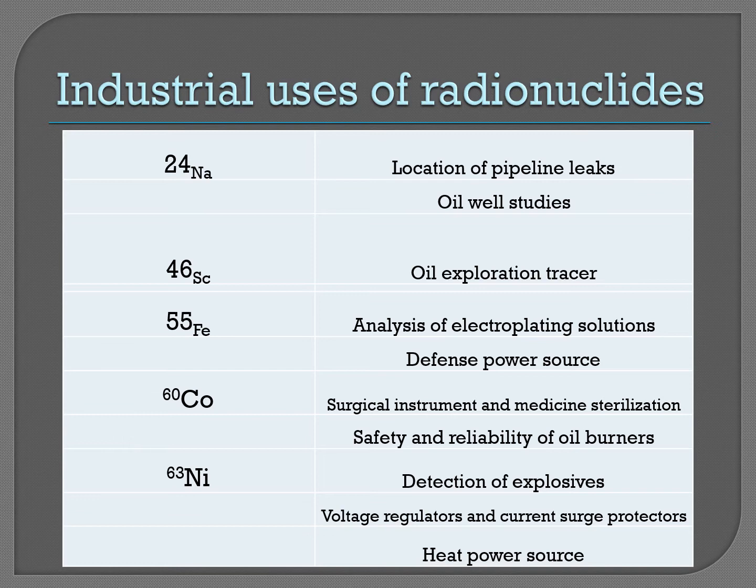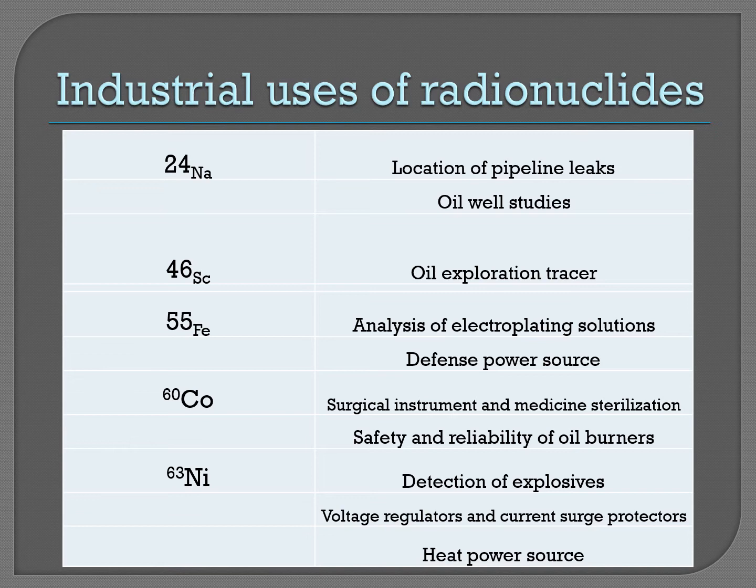Then is the sodium radiotracer Na-24 or sodium nuclide. It can be used in the location of pipeline leaks, and it is also used in oil well studies. Then we have scandium 46, and it is mainly used as an oil exploration tracer. Likewise, it is the tracer which can detect the presence of oil in different areas.